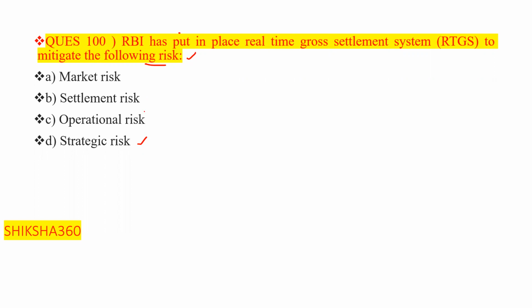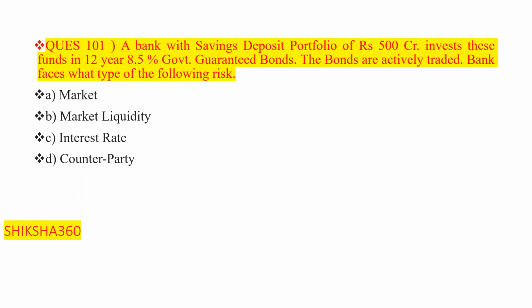So what is the correct answer? That is option number B, settlement risk. This is our correct answer. Now move to the next question, question number 101.